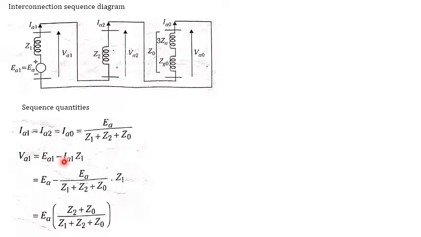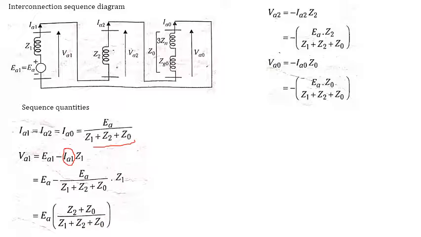Substitute IA1 here. What is IA1? IA1 is EA divided by Z1 plus Z2 plus Z0. Substitute this IA1 value here and do the simplification. After simplification we will get EA multiplied by Z2 plus Z0, divided by Z1 plus Z2 plus Z0.